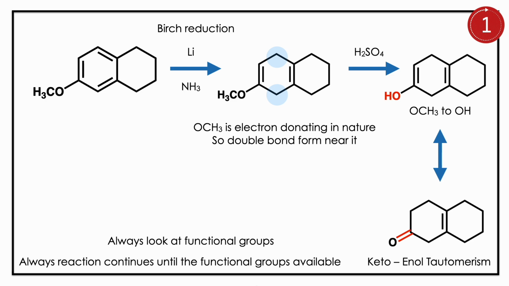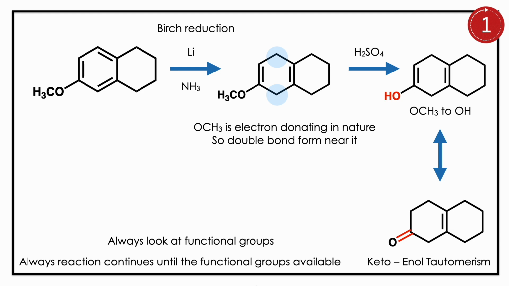So the reduction is possible at the 1,4 position. Since the O-methyl group is mesomeric donating, it doesn't allow the anion to form near it. So the reduction happens away from it. The double bond forms near the OCH3.